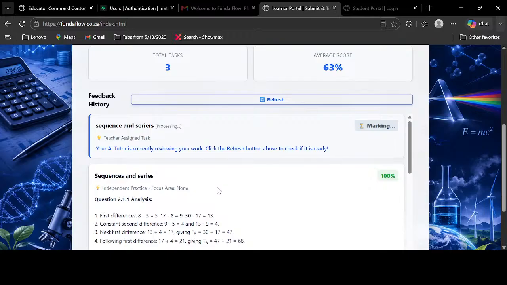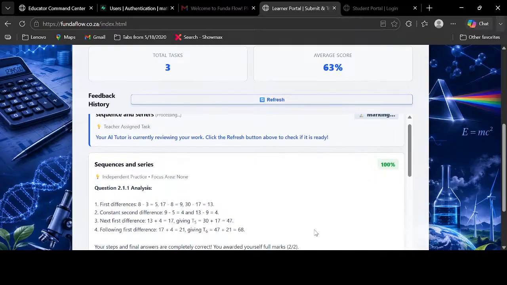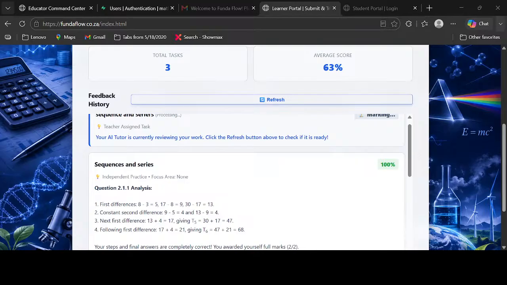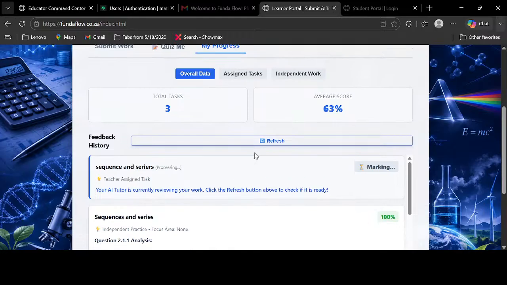Wait, read the question. What do they need? Position is n, let the variable lead. But if they give the position, calculate T. Don't mix up the two, let's say it again. Don't mix up the two.